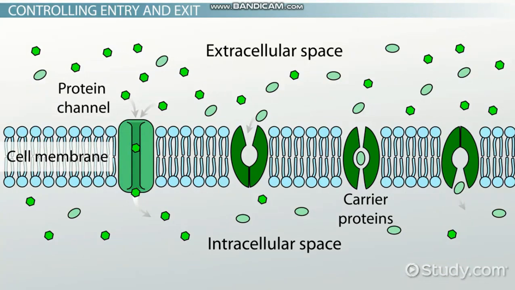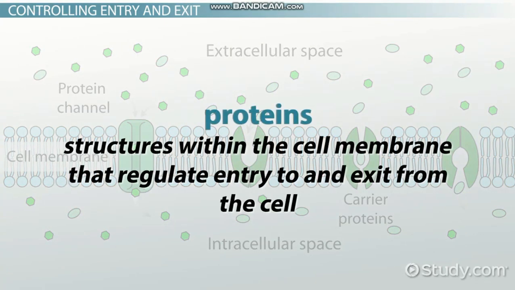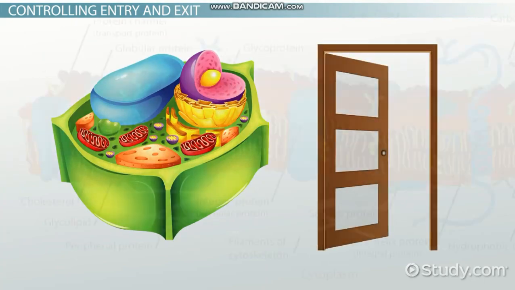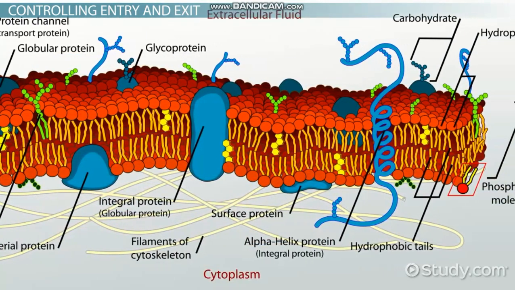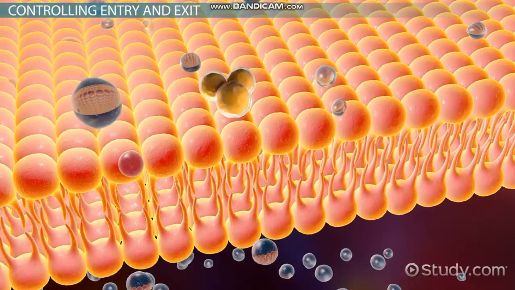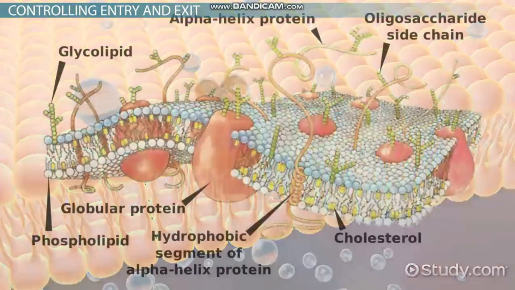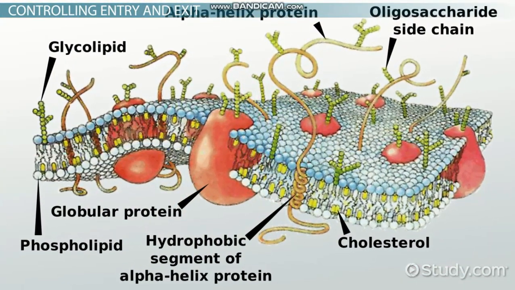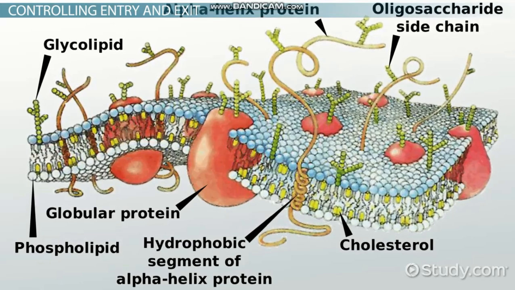In a cross-section of a cell membrane, we can see the green proteins embedded in the membrane. Proteins are structures within the cell membrane that regulate entry to and exit from the cell. Proteins are like doorways into the cell. Different molecules will use different doorways or proteins to cross the membrane. Other molecules will be denied entry because there's no doorway for them. It is because of these proteins that the plant cell membrane is capable of performing its second function, regulating entry and exit from the cell.